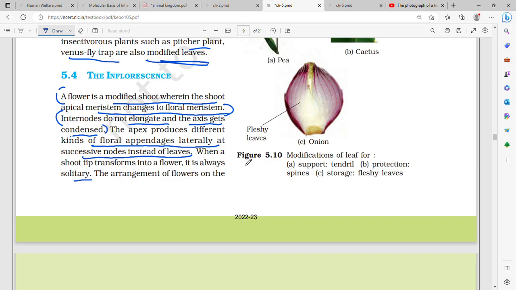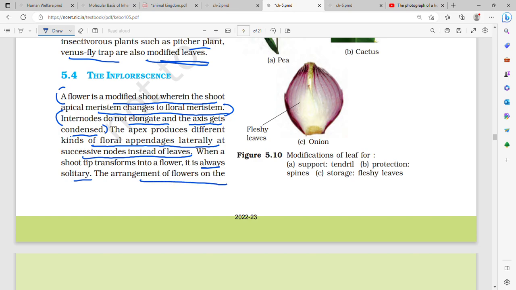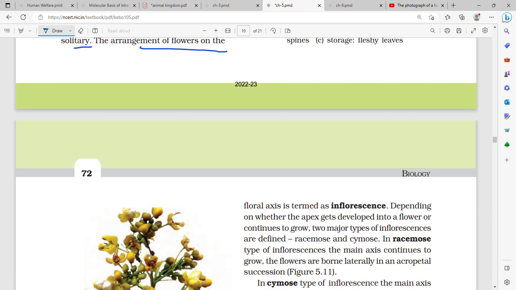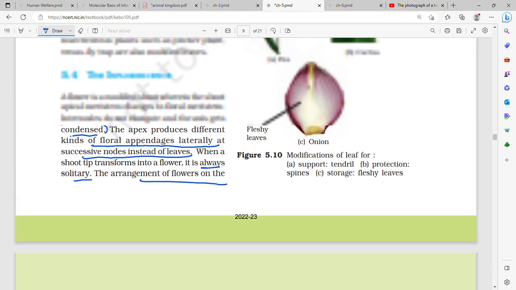So the apex produces different kinds of floral appendages laterally, and instead of leaves, at nodes it produces floral appendages. So when a shoot tip transforms into a flower, it is always solitary. The arrangement of flowers on the floral leaves.